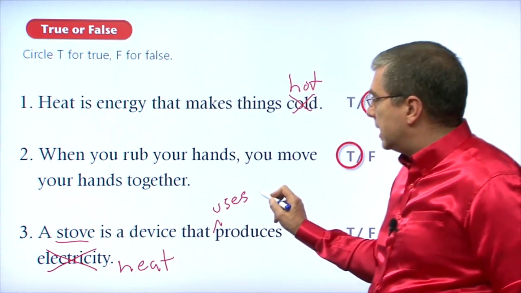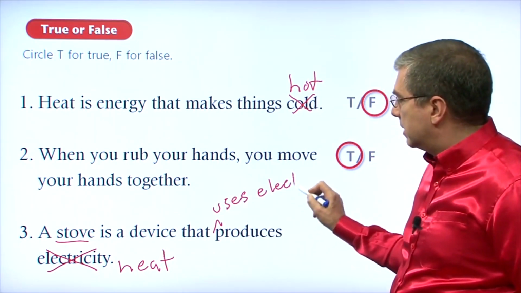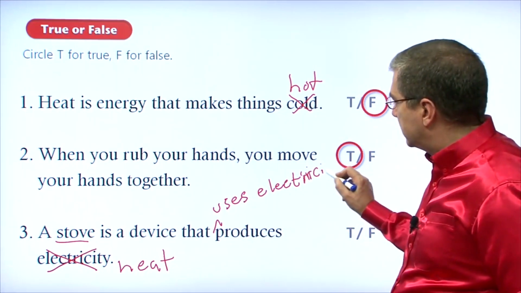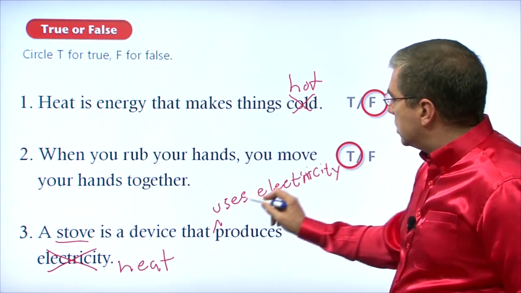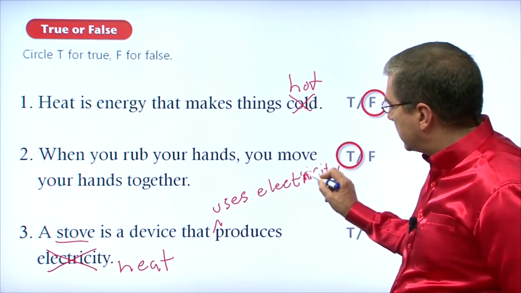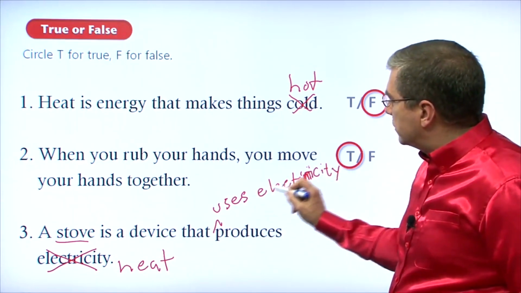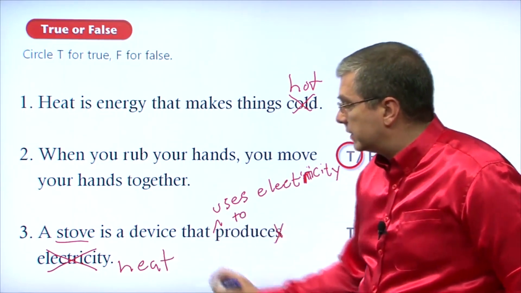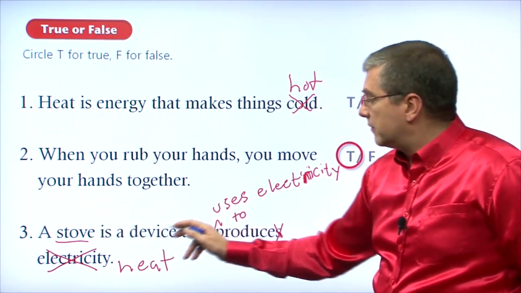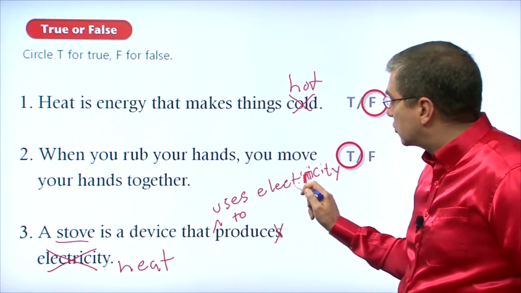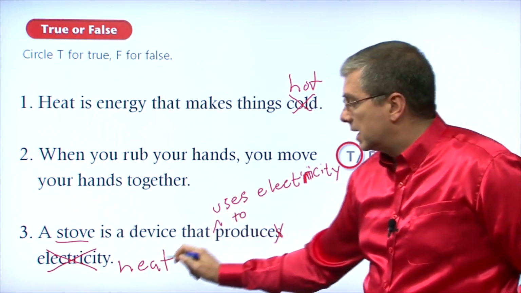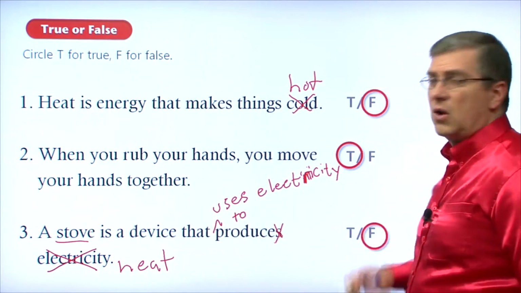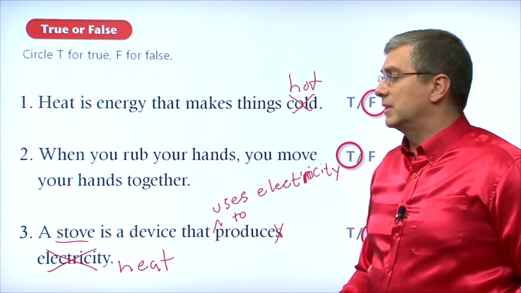uses electricity. Oh, my pen doesn't work. Uses electricity. Sorry about that. That's an R and then an I. Uses electricity to produce heat. So we could say that. A stove is a device that uses electricity to produce heat. That would be true. So we have to change the sentence a lot. It's false, right? Okay, so we have our 3 sentences here.